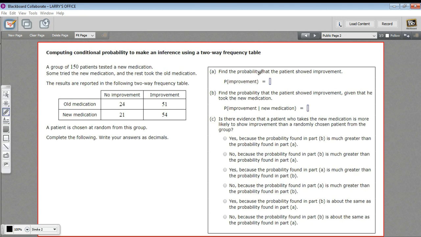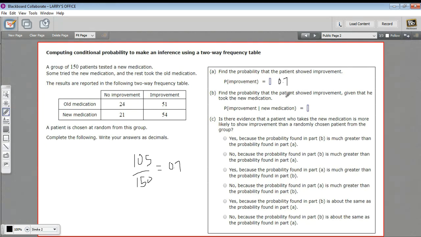So let's take a look at what they're asking us over here. It says, find the probability that the patient showed improvement. So improvement is this category right here, and we have 51 on the old medication, 54 on the new medication. I would add those together, that's 105, and put that over the total in the whole thing. It's 150 patients. So 105 divided by 150, let me grab my calculator. So that is 0.7. So our answer there, the probability of improvement is 0.7.